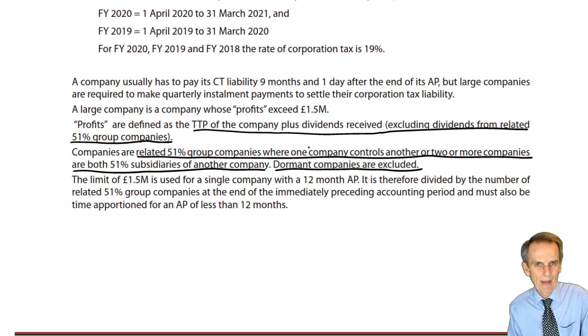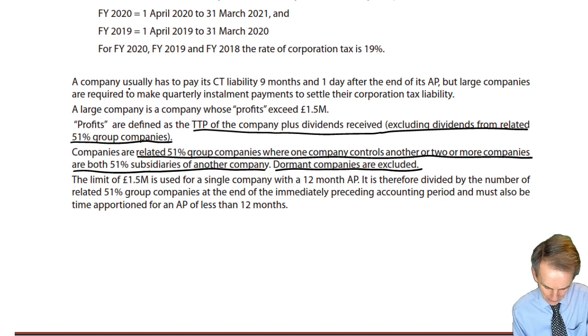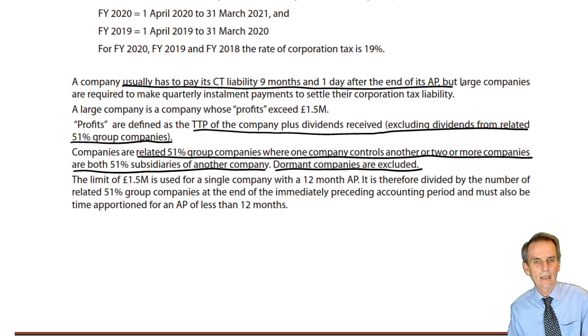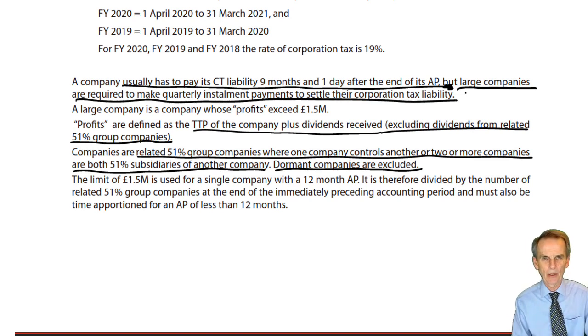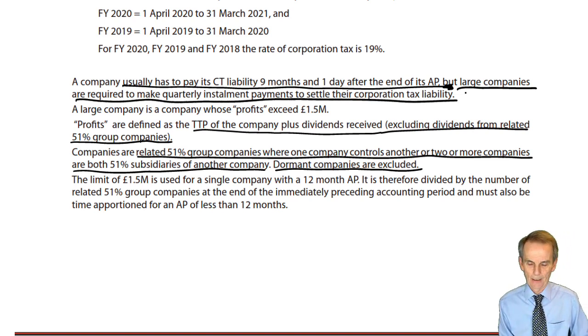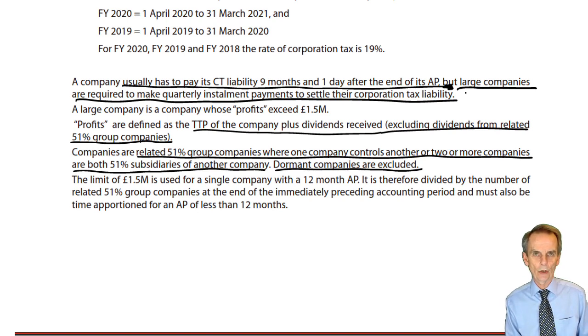And why did we need to know that? Again, I hope that you could remember at least some of the basic content of chapter 16. If not, you might want to pause now and go back and have a more careful look at this. But a company usually has to pay its CT liability 9 months and 1 day after the end of its accounting period. But large companies are required to make quarterly instalment payments to settle their corporation tax liability. This is not a good thing. You do not want to be making quarterly instalment payments.